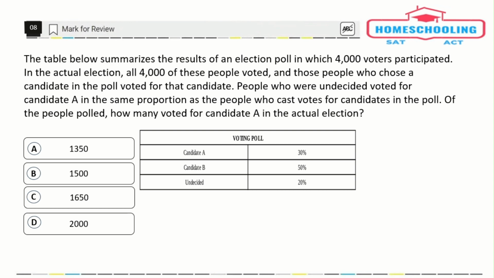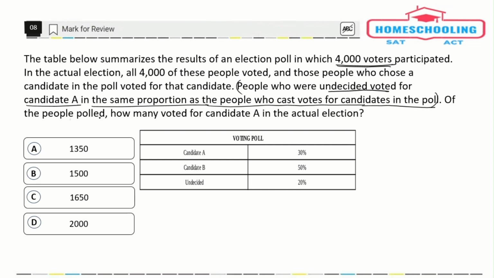The table below summarizes the result of an election poll in which 4,000 voters participated. So total voters are 4,000. In the actual election, all 4,000 people voted. Those people who chose a candidate in the poll voted for that candidate. People who were undecided voted for candidate A in the same proportion as the people who cast a vote for the candidate in the poll. So this one is important here.